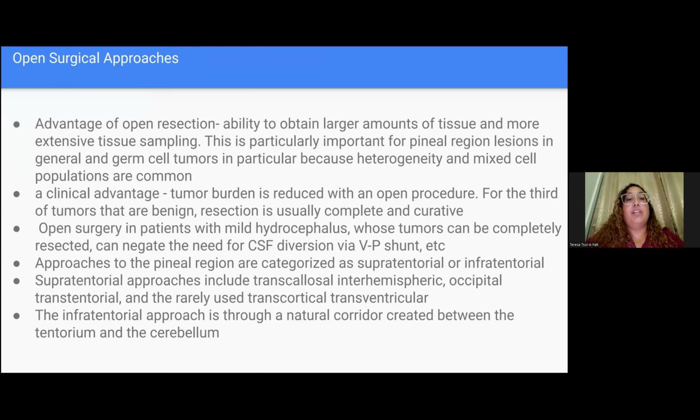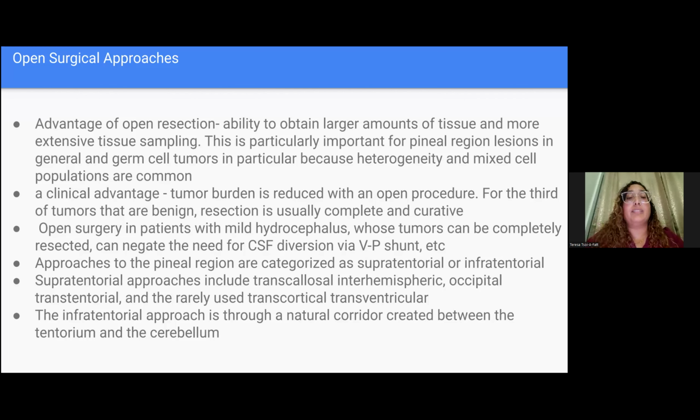Now, open surgical approaches. Advantages of open surgical approach. There is the ability to obtain larger amounts of tissue and more extensive tissue sampling. Now, the extensive tissue sampling is particularly important in this region in general, and with germ cell tumors in particular, because of the heterogeneity and the mixed cell populations which are common with these lesions.